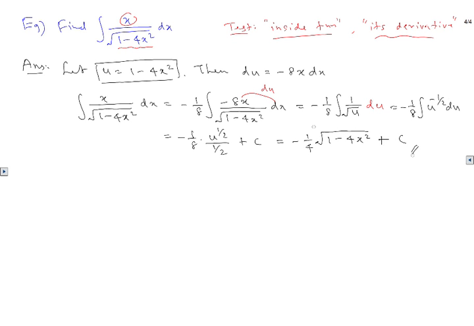So that's the whole problem. You can see it's very simple, not that long, but you still need to practice several until it's very, very clear to you. Okay, good.